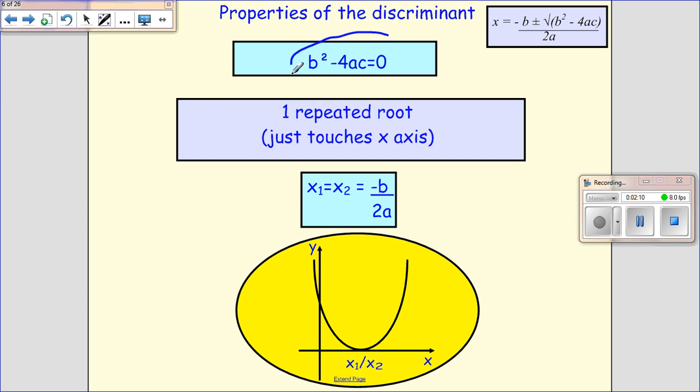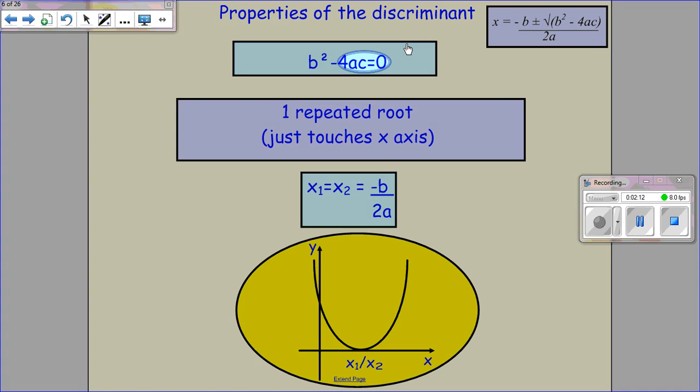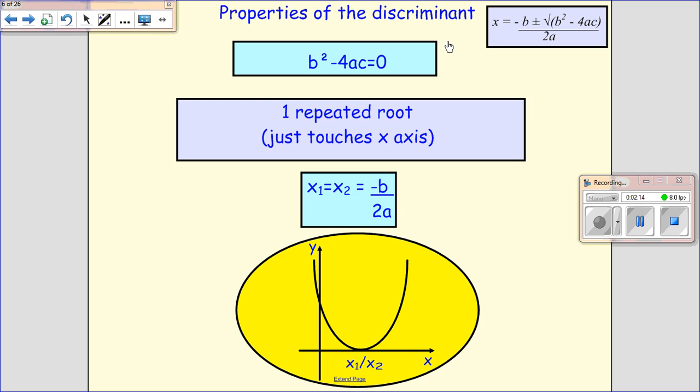Okay, so the third and last situation is b squared minus 4ac equals 0. So if this equals 0, hopefully you can see we're just going to get one solution, x equals minus b over 2a. So we call this a repeated root. So we have one repeated root, and it just touches the x-axis like this. And that's because the moment it crosses the x-axis, you get your two separate distinct roots.